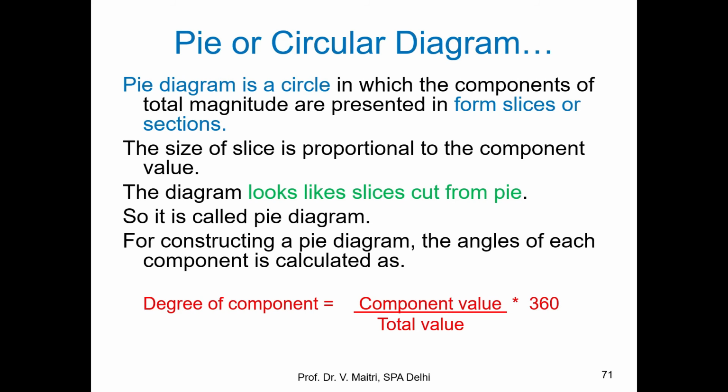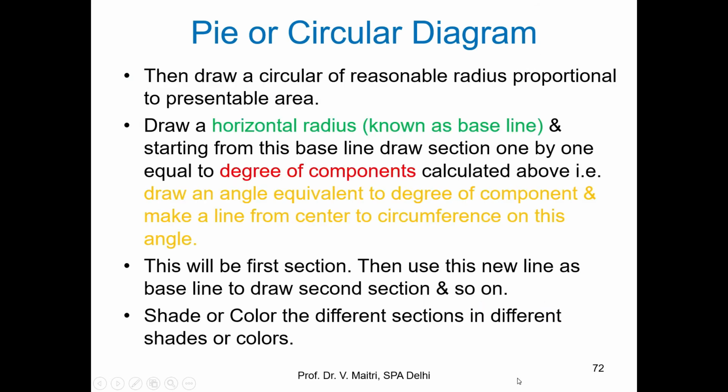For constructing a pie diagram, the angle of each component is calculated as the component value divided by the total value, multiplied by 360 degrees. We know the circle is 360 degrees. So let's see how it is calculated. First of all, draw a circle of a reasonable radius. There is no fixed rule for the radius. It is up to you what size of circle you are going to show. Now draw a horizontal radius which you can declare as a baseline.